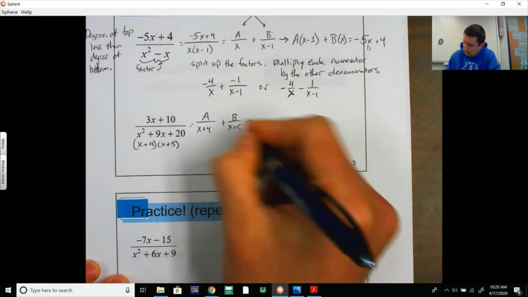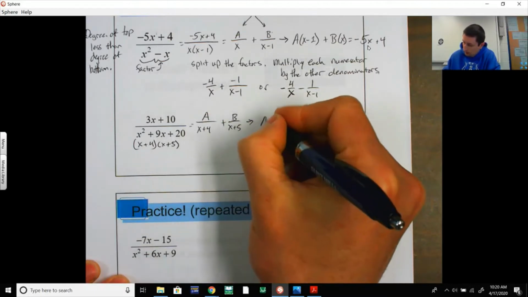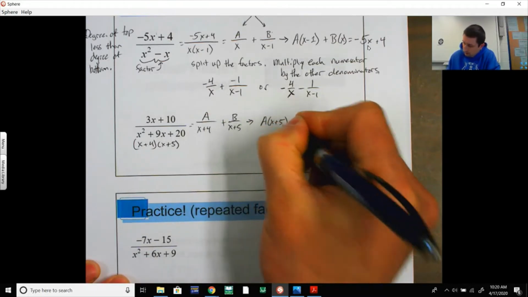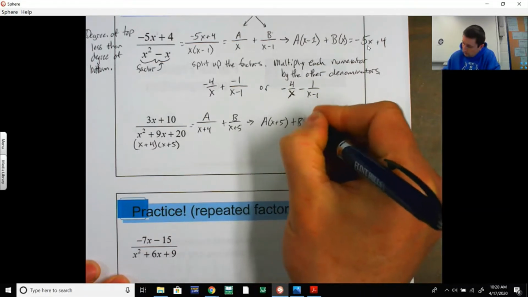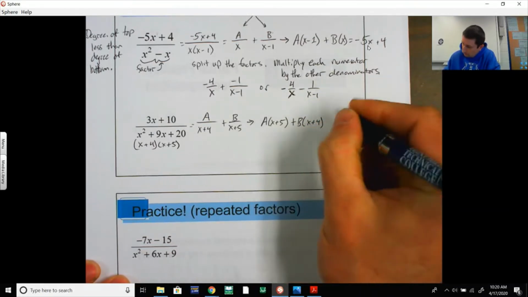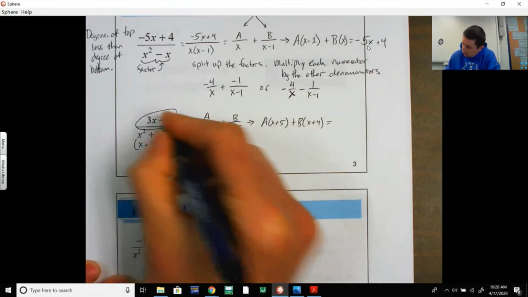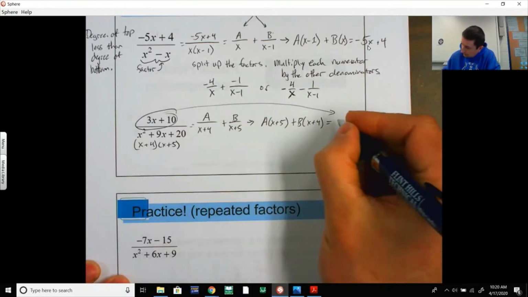If I'm adding these together, I need a common denominator. So a times all the other denominators: a times x plus 5 plus b times x plus 4. That has to equal this numerator right there, 3x plus 10.